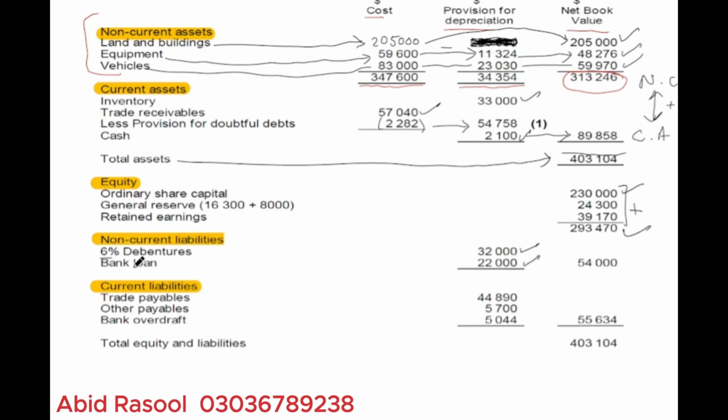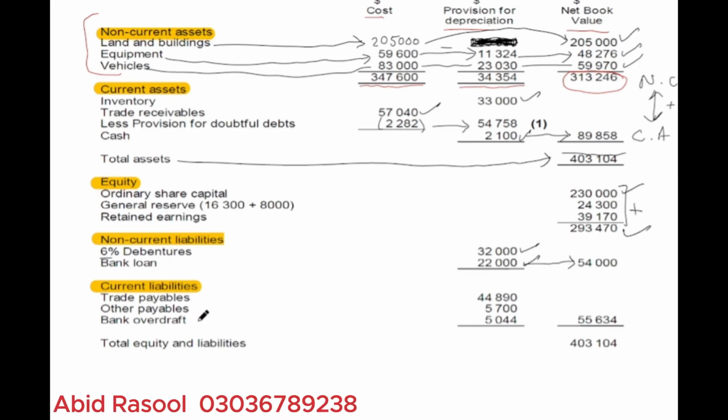Don't go for any calculations. Most of the students make this mistake. They calculate 32,000 multiplied by 6% and write that value over here. It is not to be done. Take care. Only the total figure given for debentures, that is 32,000, will be written. Then bank loan is also a non-current liability. We will write it here, and their total will be shifted to the last column.